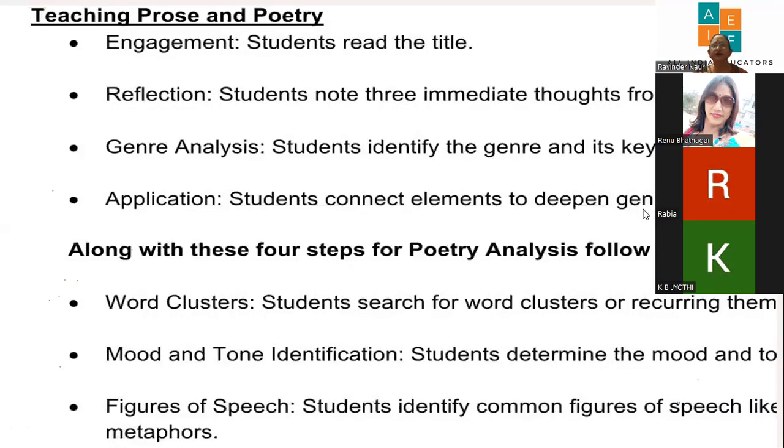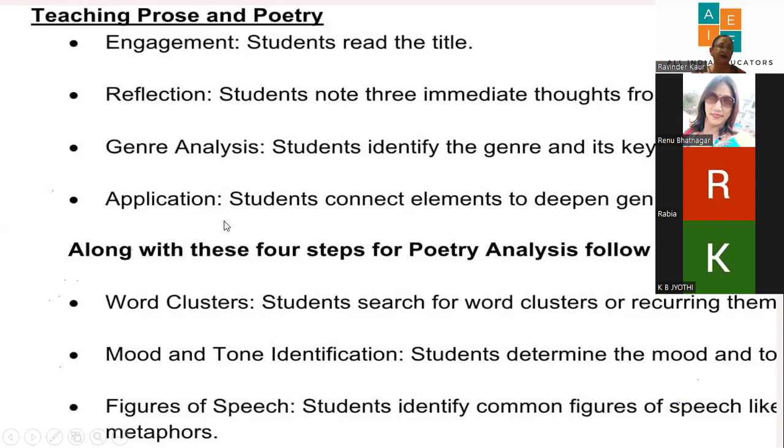Yes. So here we are. First, I have told you about students reading the title. Let us summarize whatever we have done. Reflection, second point: students note three immediate thoughts from the title. As soon as we talked about the poem, we saw what all things are coming in our brain. Then genre analysis. Which type of poem is this? That is being analyzed. And the students identified the genre and its key elements.